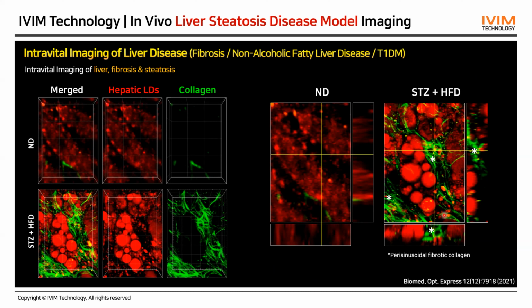And furthermore, we could precisely quantify the volumetric proportion occupied by these hepatic lipid droplets and the collagen fibers in the liver tissue in vivo. So in this way, we can introduce an innovative research perspective to comprehend the various cellular mechanisms within the context of the diverse metabolic disorders.